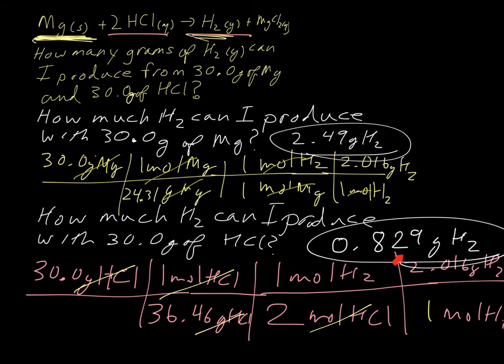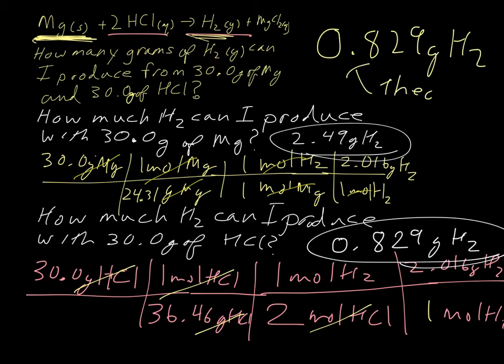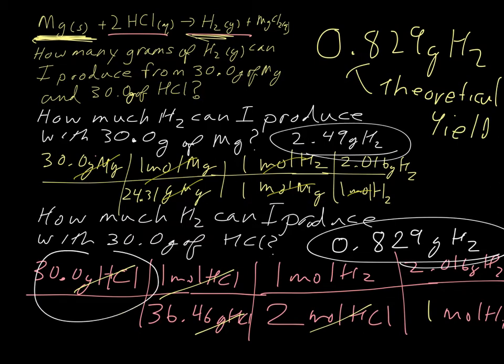So, I have enough wheels to make 2.5 cars. I have enough doors to make 8.8 cars. How many cars can I make? The lesser amount. So the amount I can actually make, and the answer to my question, would be 0.829 grams of hydrogen. That would also be referred to as my theoretical yield. Whatever produced my theoretical yield is my limiting reagent. In this case, it's my hydrochloric acid that limited my production. So my hydrochloric acid would be my limiting reagent.